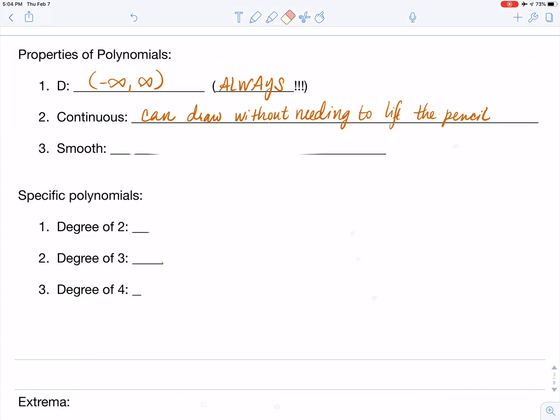And then thirdly, properties of polynomials. Polynomials are always going to be smooth. They're never going to have any corners on them.